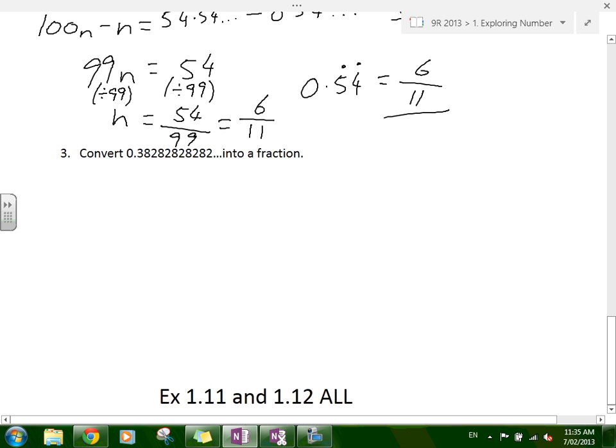Well, no, you have to do it to both. So you have to have 99 and then divide it. Okay, let's have a look at this one.